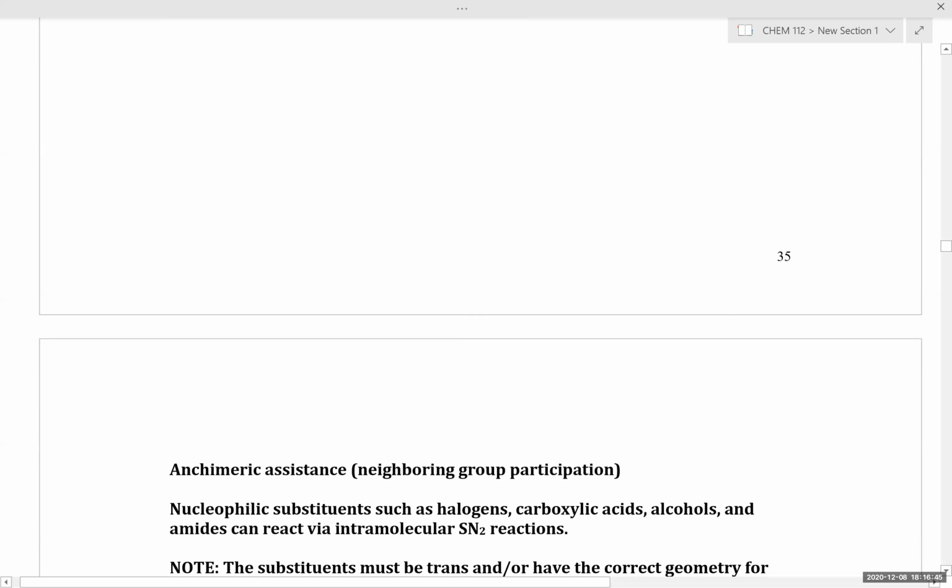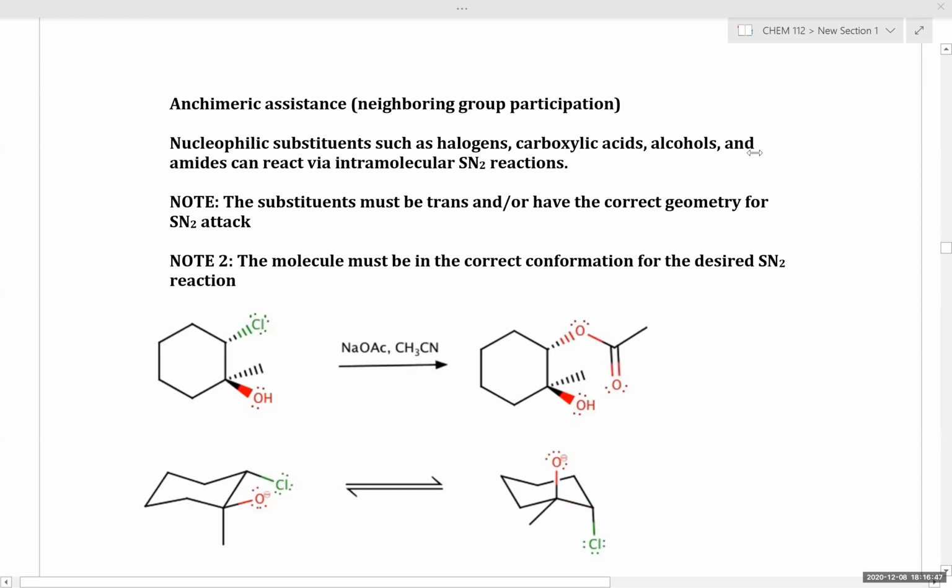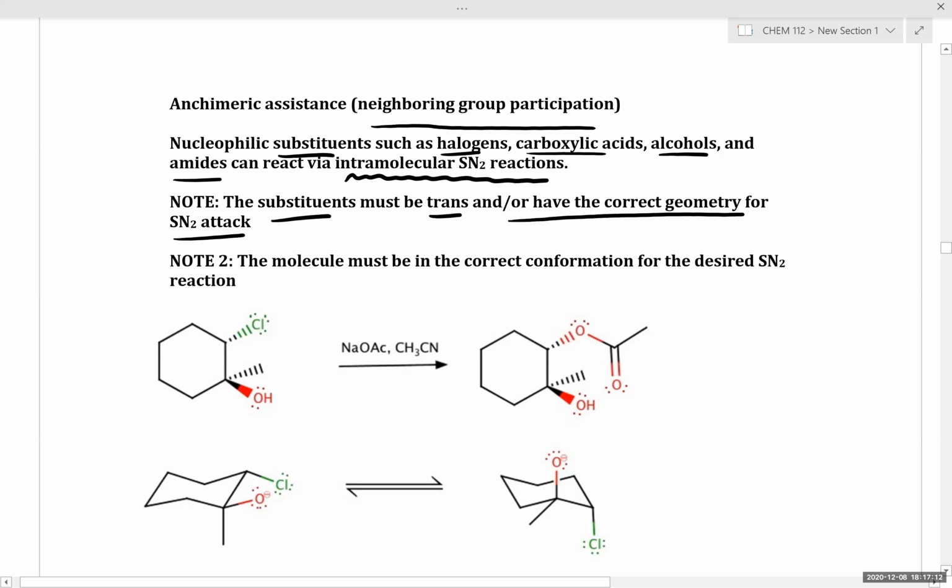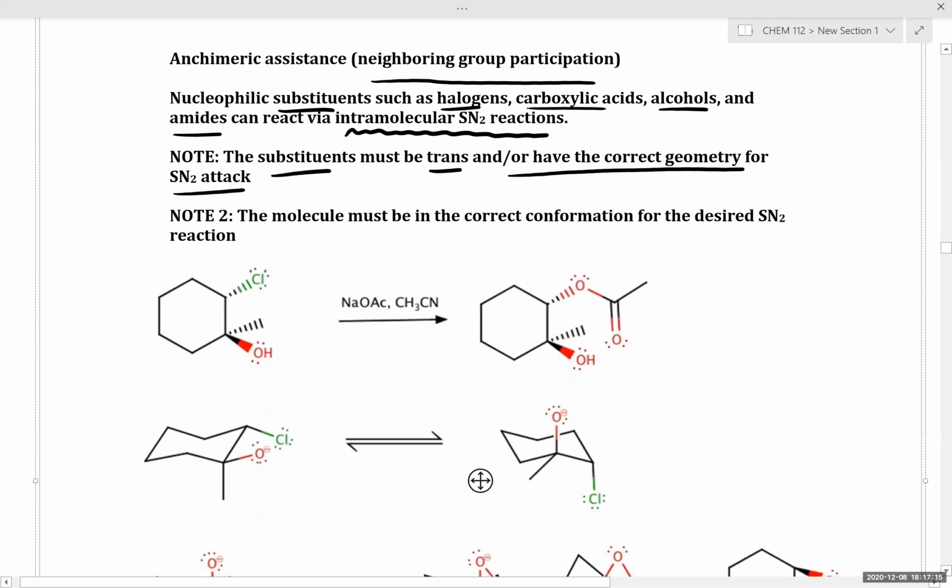So let's talk next about genuine anchimeric assistance, which is best called neighboring group participation. So nucleophilic substituents such as halogens, carboxylic acid, alcohols, amides, and amines can react via intramolecular Sn2 reaction. Now, it's important to appreciate that the substituents must be trans or have the correct geometry for Sn2 attack. Additionally, the molecule must be in the correct conformation for the desired Sn2 reaction.